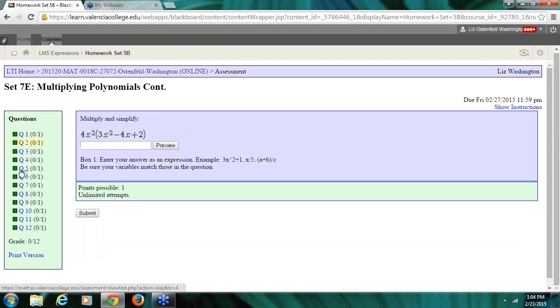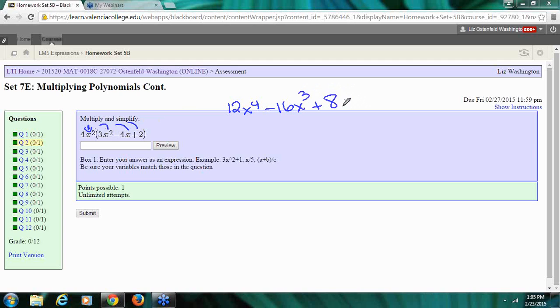Let's skip around a little here. I like this one. This one, again, I think is still a little bit simpler than before, because before we were multiplying 2 terms by 2 terms. Here it's just 1 term being multiplied 3 times. So 4x squared times 3x squared gives me a 12x to the 4th. 4x squared times negative 4x. First of all, a positive times a negative is a negative. 4 times 4 is 16. X squared and x is x cubed. And then 4x squared times 2.